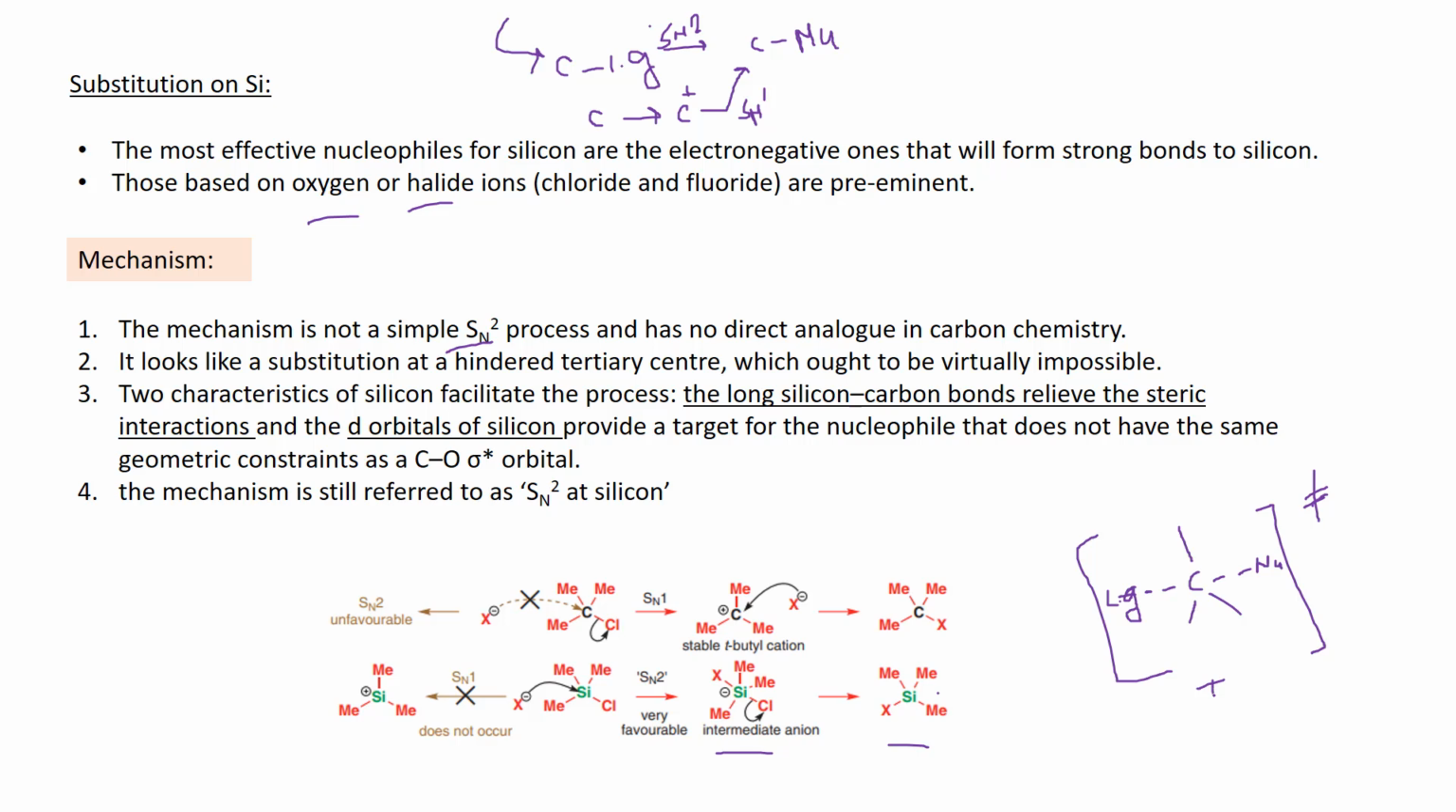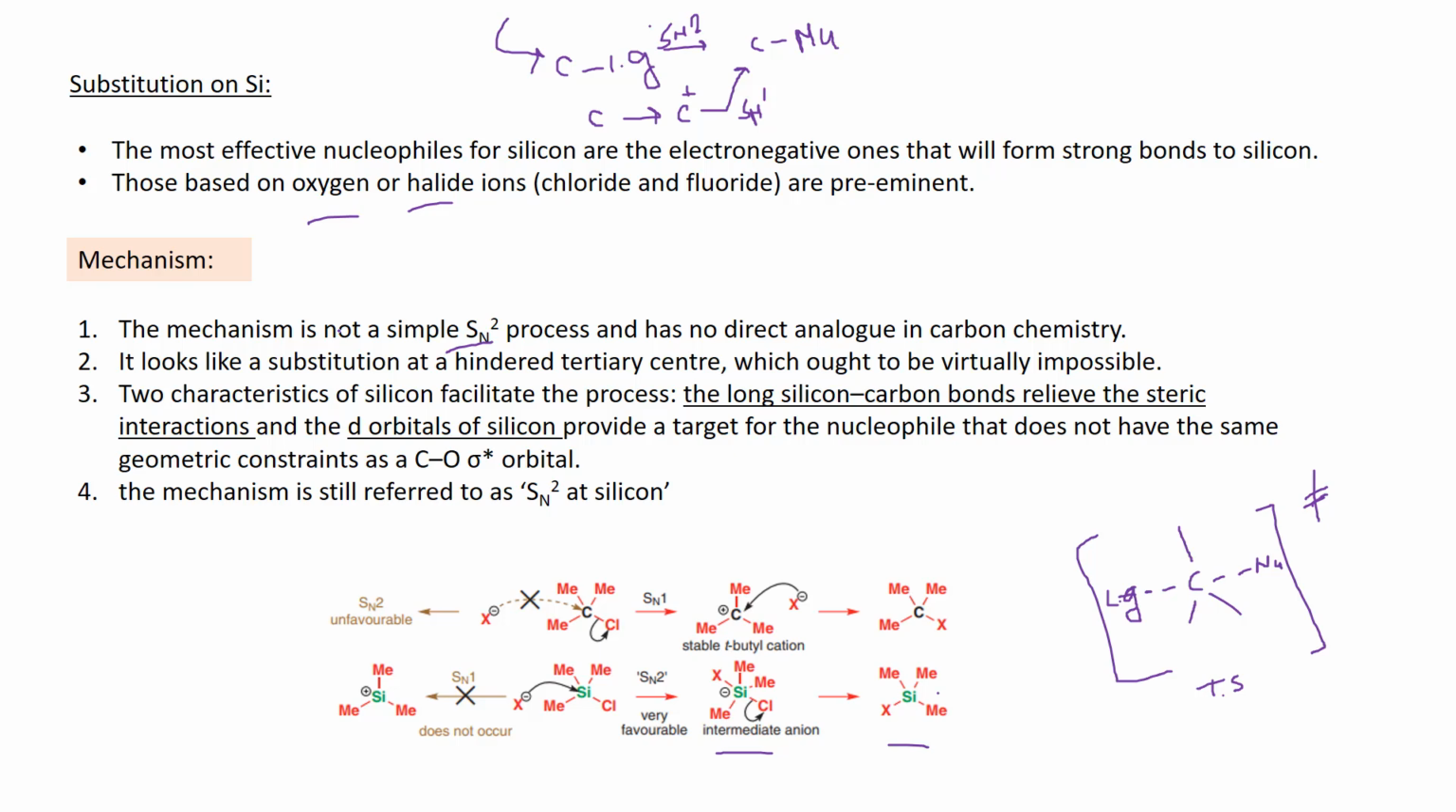But in the case of silicon, we get an intermediate. Intermediates can be trapped by using some other cationic species. You can trap this anionic species, or if you inject this compound into a mass spectrometer, you may detect the formation of this intermediate. So this is the difference.